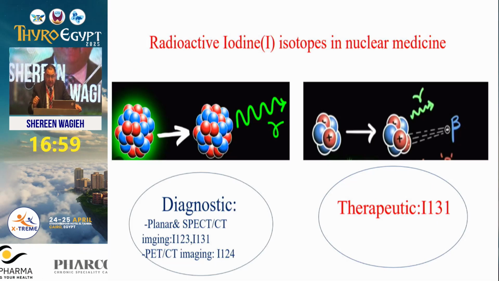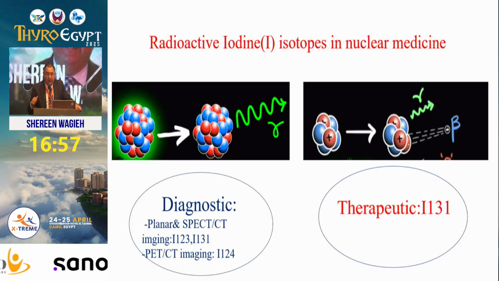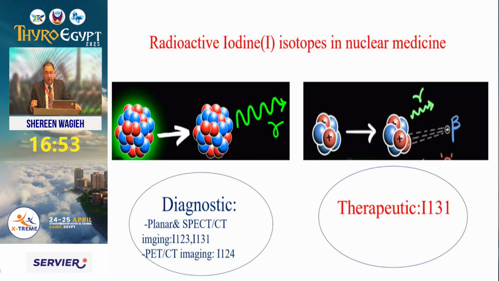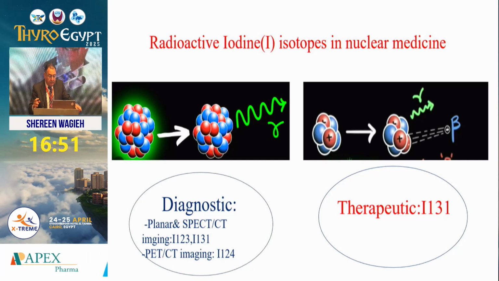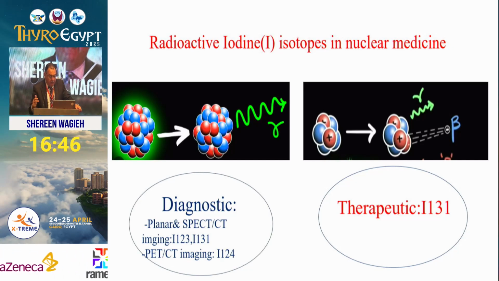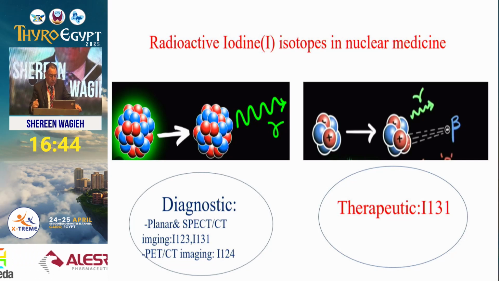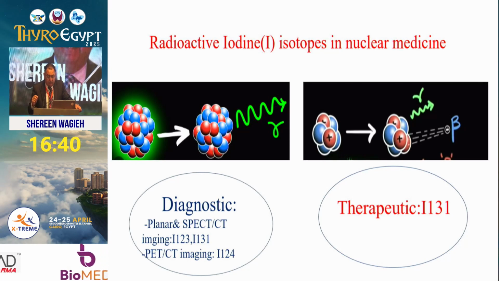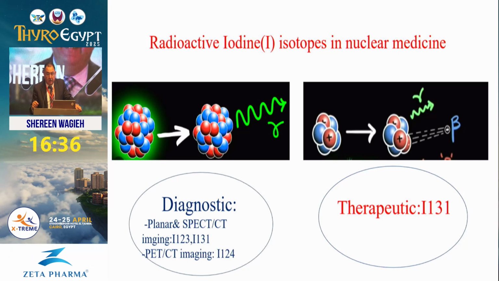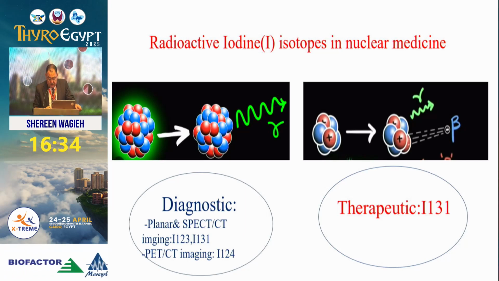There are 37 isotopes of iodine. The one we take in our foods is iodine 127. All other isotopes are radioactive. Those used in nuclear medicine are iodine 123, iodine 131, and iodine 124, all used for diagnosis due to emission of gamma rays. But the only one used for therapy is iodine 131 due to emission of beta particles, which are accused for its therapeutic effect.